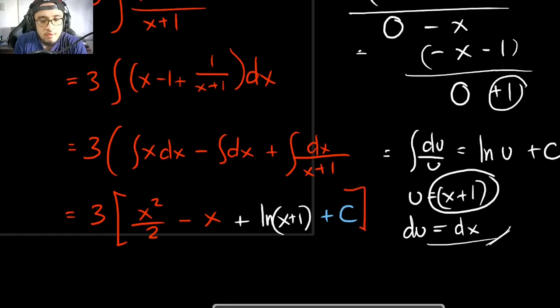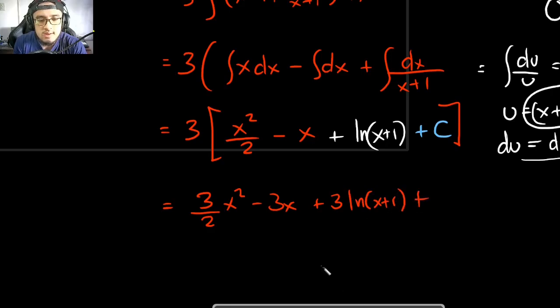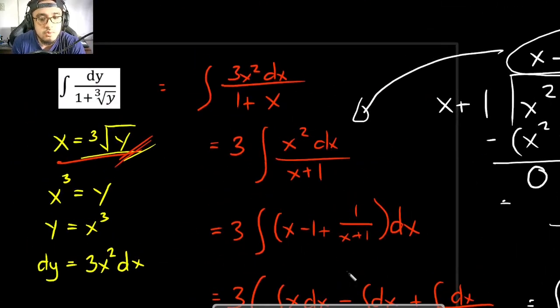So there, and from that, once again, distributing 3 here, so this is now to be equal to 3 over 2 x squared minus 3x plus 3 natural logarithm of x plus 1 plus c. And 3 times arbitrary constant c is still an arbitrary constant, so plus c. So there. And once again, guys, don't you forget that this answer right here is actually the answer of our transformed equation, which is to be this one right here.